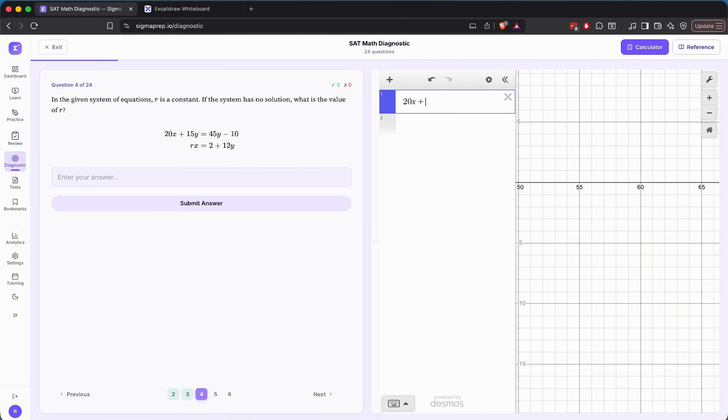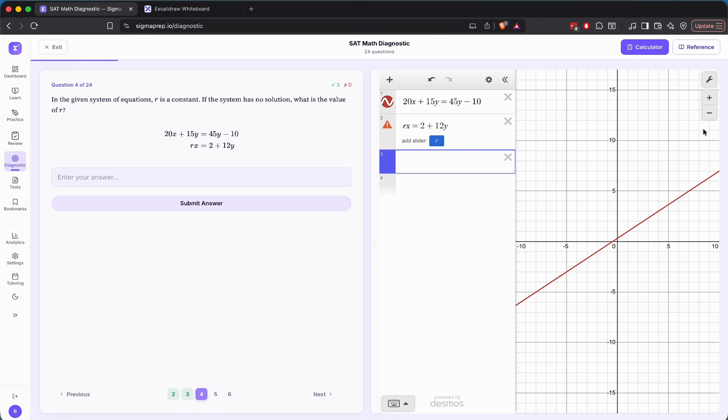So if I just type this in, it'll draw the first one, but it won't draw the second one. Why? Because it doesn't know what R is. So here you can use this tool. It's a pretty cool tool. The slider. You might be familiar with this. What I like to do with the slider, you see, it'll just set the value of R to be 1 so it can graph it. And then you can move the value.